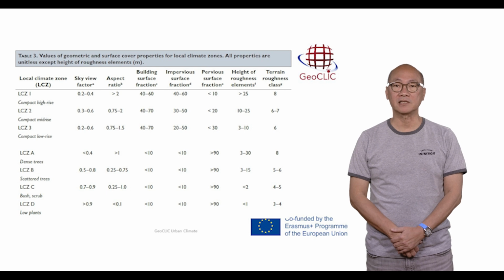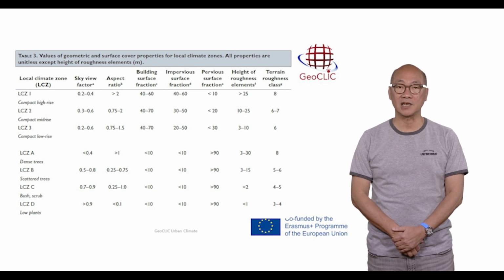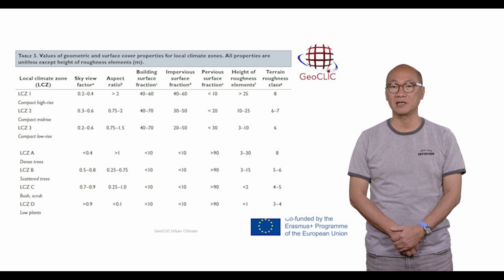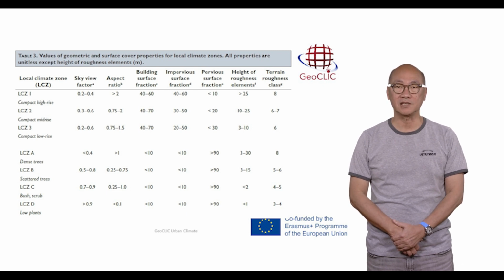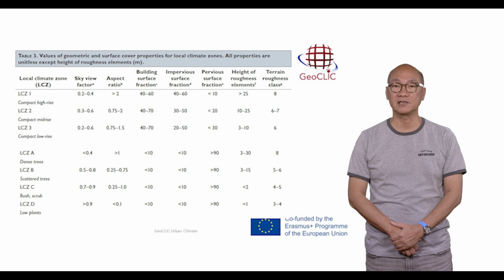Sky view factor calculates the ratio of the amount of sky hemisphere visible from ground level to that of an unobstructed hemisphere. Aspect ratio refers to the mean height to width ratio of street canyons. That is used for classes 1 to 7. Building spacing is used for classes 8 to 10. And tree spacing is used for classes A to G.